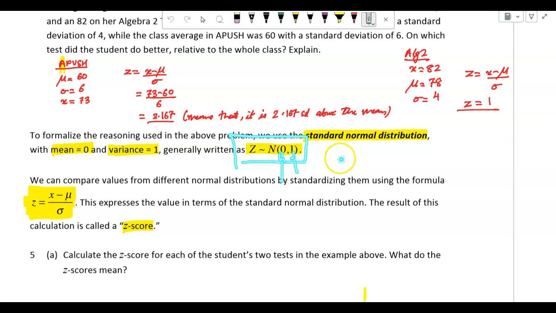And to get it, this is the formula to scale it down. Z is equal to x minus mu upon sigma. You do that for each data point, and then you scale it down. Got it. And this is called the Z score.